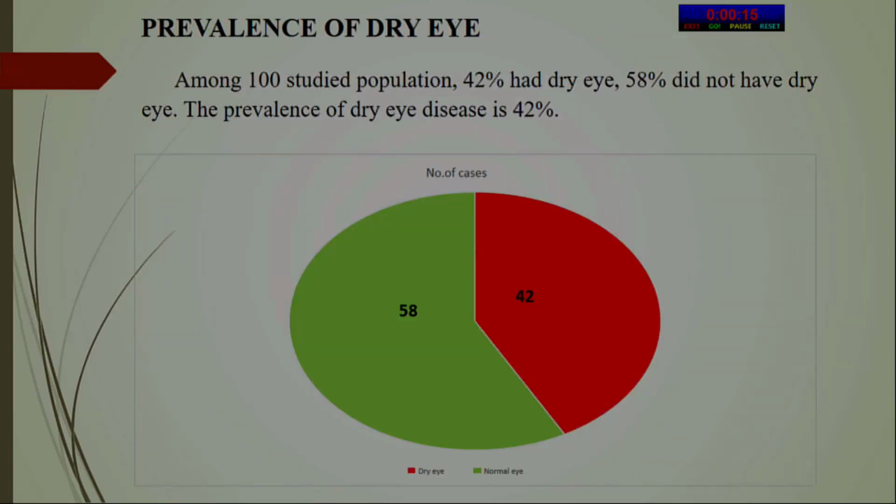This is the prevalence of dry eye. Among 100 studied population, 42% had dry eye, 58% did not have dry eye. The prevalence of dry eye disease in patients with depression is 42% in my study.